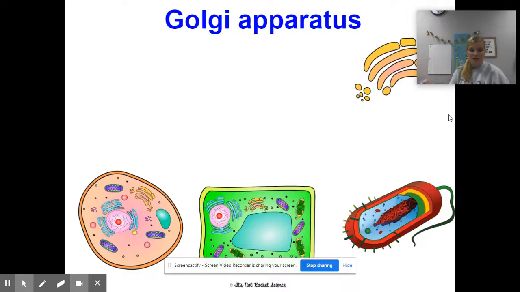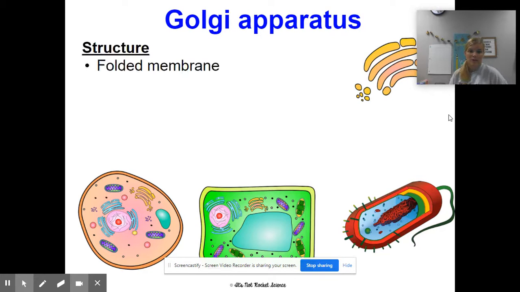Right, so we're going to start part 2 of our cell theory and organelle notes. This is on page 5 of your note packet. And we're going to start with the Golgi apparatus. So it is a folded membrane. So think of like a crepe folded up on itself or layers of pancakes stacked together.